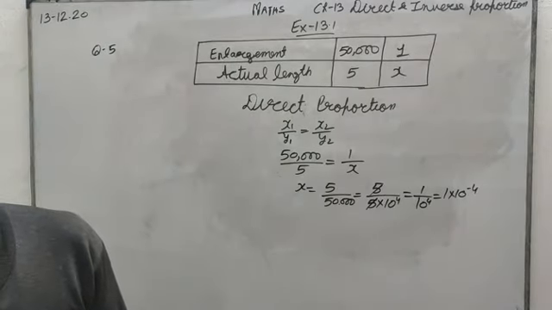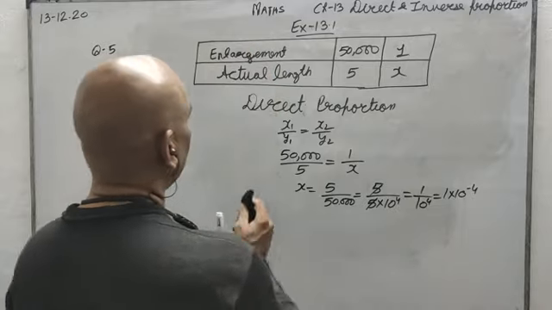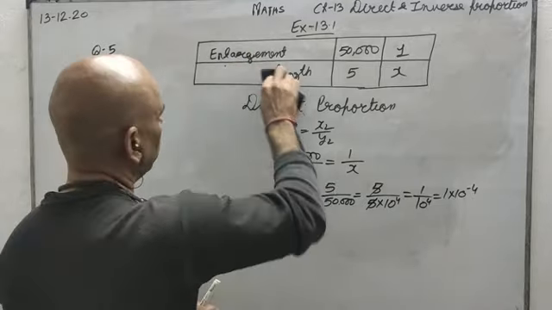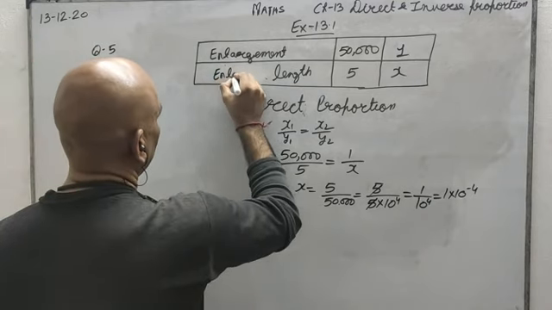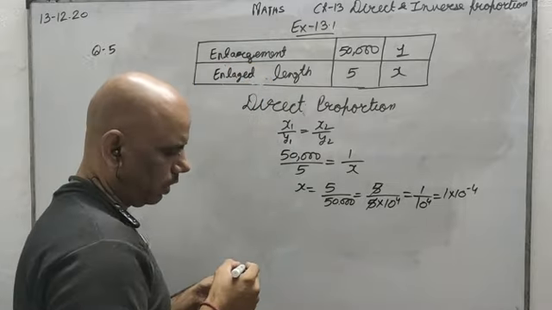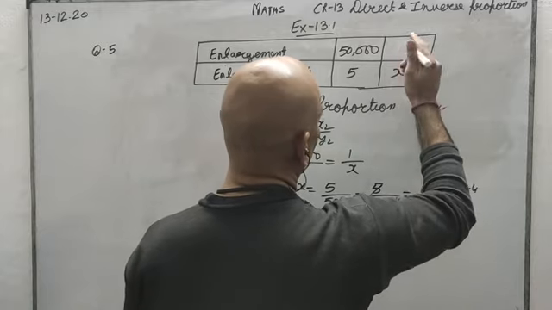Okay. There is one more part. If the photograph is enlarged 20,000 times, what would be the enlarged length? What will be the enlarged length? This is the enlarged length, better to say. Now, if it was 50,000, then it was fine. If it is 20,000, how much is it?